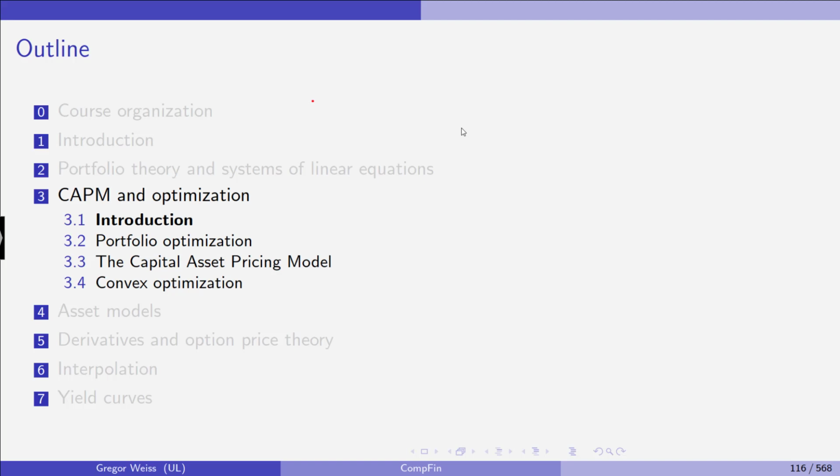And this leads us to the capital asset pricing model, the CAPM. It leads us to portfolio optimization in general, but also in the end to more sophisticated methods of optimization. This is where we'll be talking about convex optimization. So this is our topic. These are our topics for today.